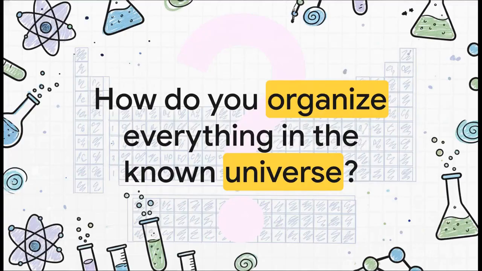I mean, seriously, think about that for a second. How would you even begin to organize everything? All the stuff that makes up you, me, the stars, everything. Well, chemists came up with an absolutely brilliant answer. One master document to sort it all. And that is the periodic table.